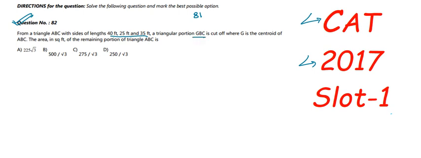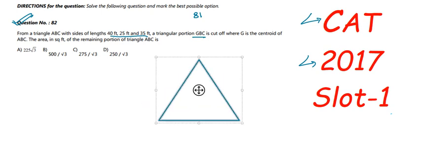Okay, so we have a triangle ABC. So let us draw a triangle ABC. Seeing the sides, we can say that the triangle is a scalene triangle because we have all three different sides, but we can't draw a scalene triangle here. So let us assume this to be a scalene triangle where we have 40, 25, 35. This looks quite unnatural, but let us assume this to be our triangle ABC.